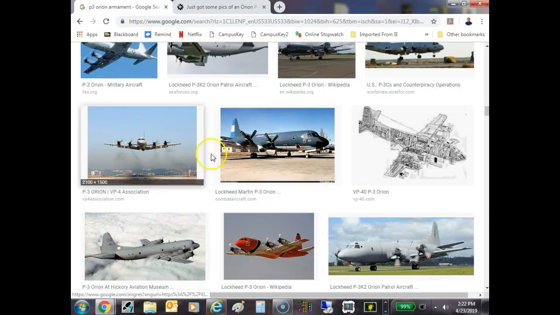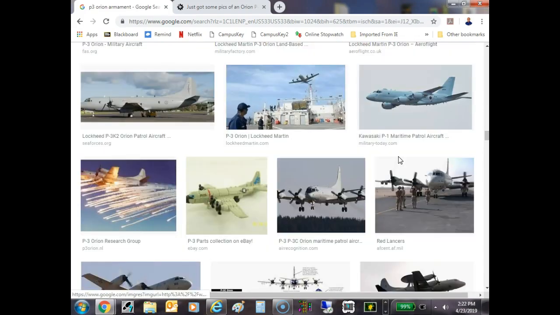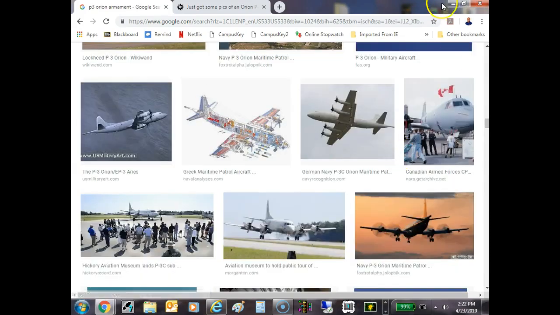Okay. This is the plane I used to work on, by the way, SP3s, when I was in the Navy. Big planes. Biggest plane that the Navy flew.